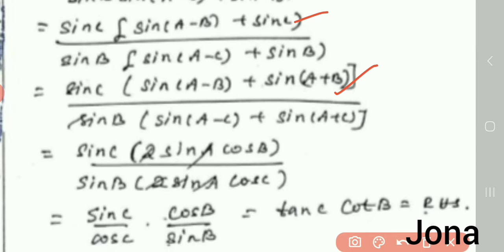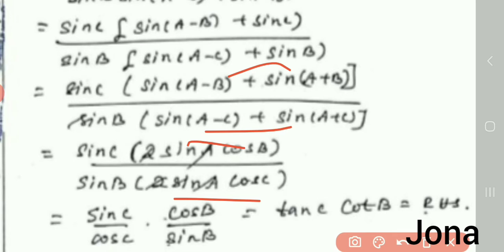I want the value of C. So take A + B to the other side so that I have sin(π − (A + B)). So sin(π − (A + B)) is nothing but sin(A + B). Likewise for sin B also we can write sin(A + C). And then at the numerator we have sin(A − B) plus sin(A + B). I can write this as 2 sin A cos B, and at the denominator sin(A − C) plus sin(A + C) can be written as 2 sin A cos C.